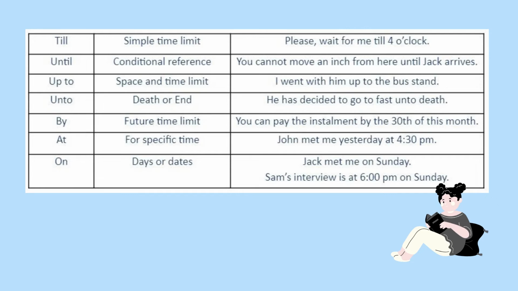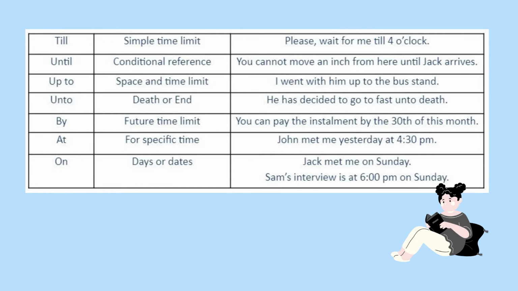Here, until is used to show the condition that a person cannot move until the other person comes or arrives. The next is up to. It shows space and time limit. The example is, I went with him up to the bus station. Here, up to is used to show the space, and it was limited to the bus stand.